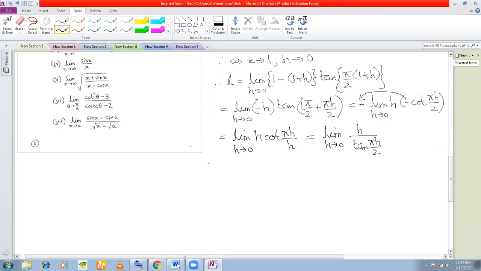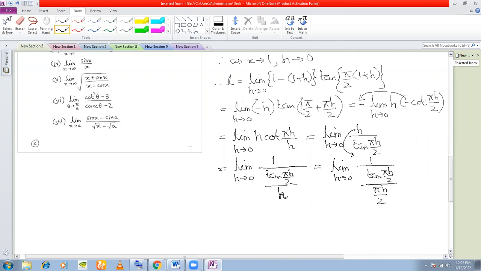Now you know limit x tends to 0, tan x by x is a standard limit. So we are trying to bring it to that form only. So what happens? This h will go to the denominator. So I can write this as 1 by tan pi h by 2 by h, right? Which is equal to limit h tends to 0. What is missing here? There is only an h. So pi by 2 is missing. So I can write this as 1 by tan pi h by 2 by, if I multiply by pi by 2, I get pi h by 2.